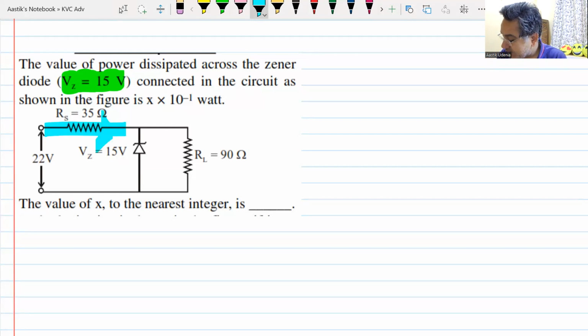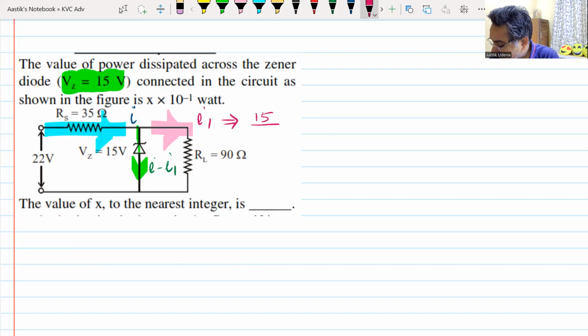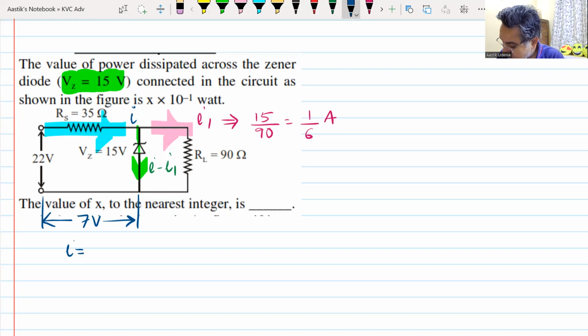So if I call this current the blue current as I, the current in this branch, the pink current, as I1, and the current in this branch, the green one, as I minus I1. What will be the value of I1? The potential drop is 15 divided by 90. So I think it would be 1 by 6 ampere. We understand this? The total potential drop across these two points is 22 volt, 15 volt is there, so this would be 7 volt, yes or no? Yes, sir.